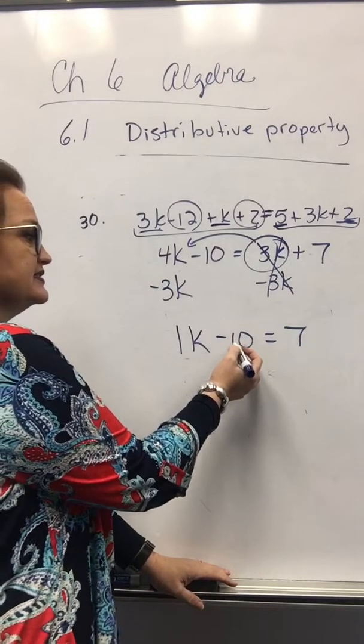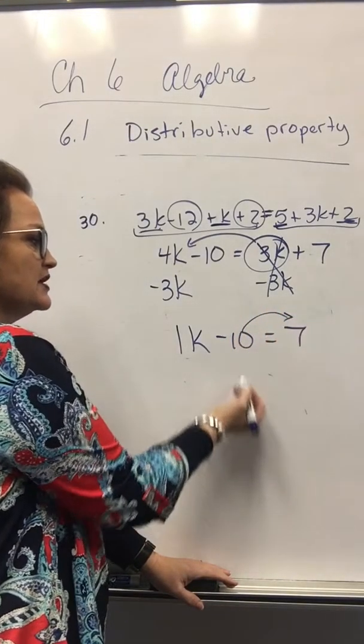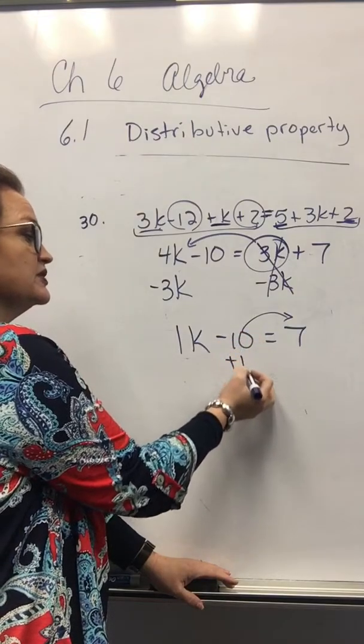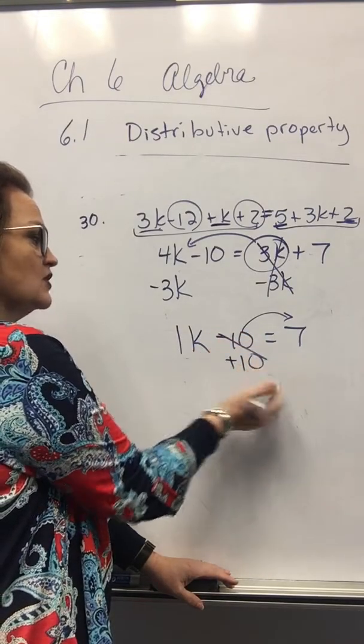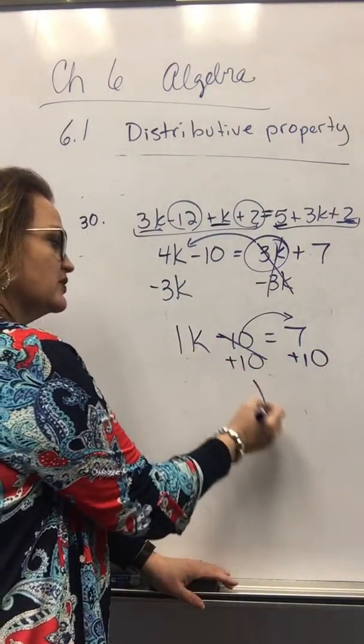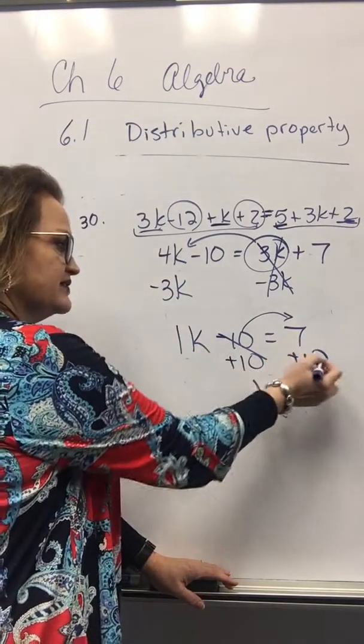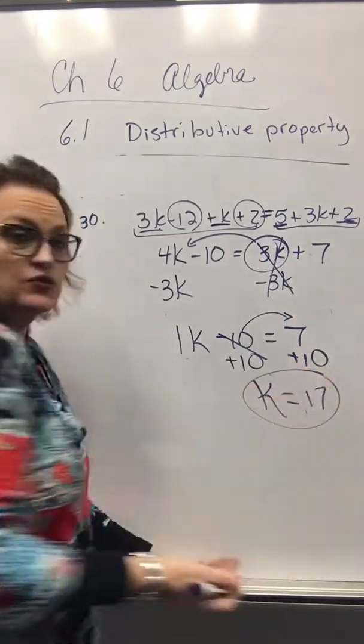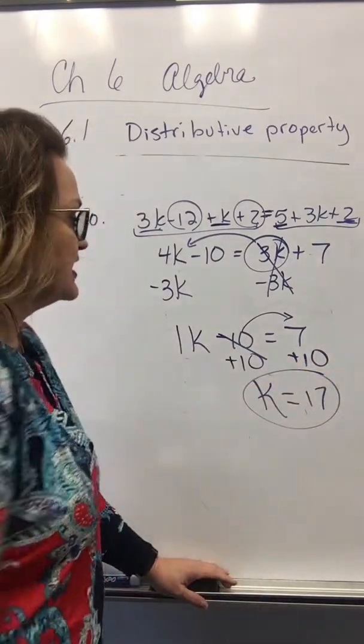Then I want to get this 10 over to the other side. So it's a minus 10, so I'll do the opposite and plus 10. What I do to the one side, I have to do to the other. That leaves 1K, or let's just say K equals 7 and 10, 17. And then we've solved our first equation on this set.